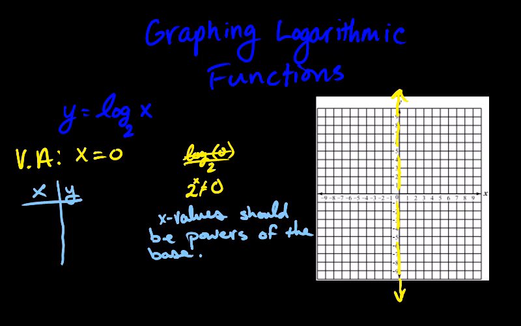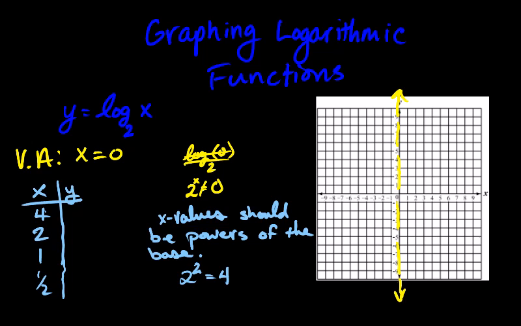Powers of the base are like: take the base, so the base in this case is 2, and raise it to an exponent. So for example, that would be 4. 4 is a power of the base, so I want that to be one of my x values. 2 is also a power of the base. 1 is a power of the base. I could even do a fraction like 1/2. All of those are powers of 2. Something that is not a power of 2 would be like 6. 6 isn't a power of 2, it's a multiple of 2.